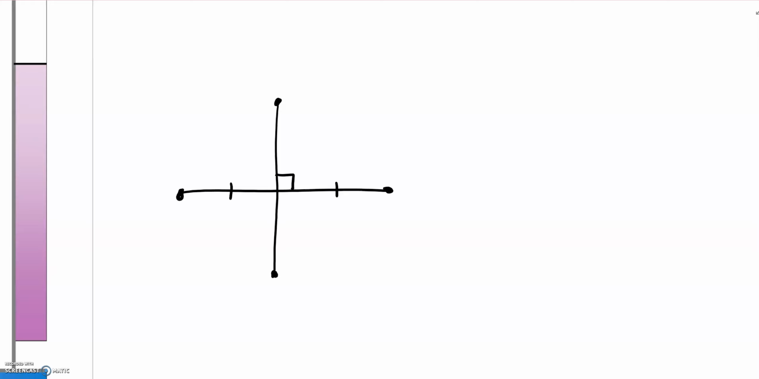Now, how many points are there on this perpendicular bisector? Hopefully you're thinking infinitely many, because there are infinitely many. Don't tell me 2, don't tell me 1, don't tell me none. I could have infinitely many points on this segment, right?